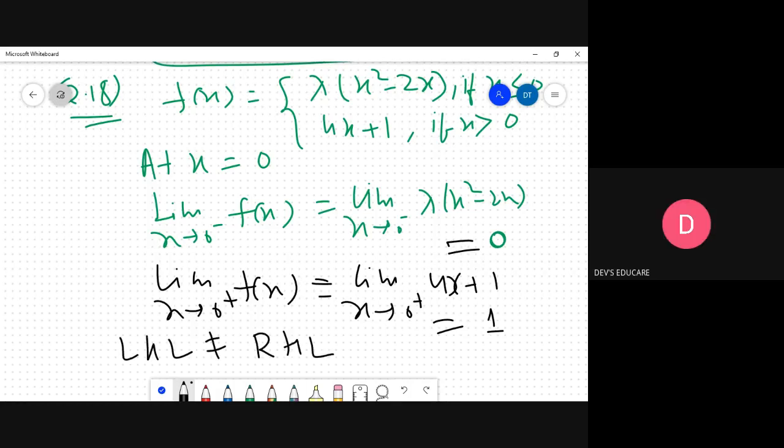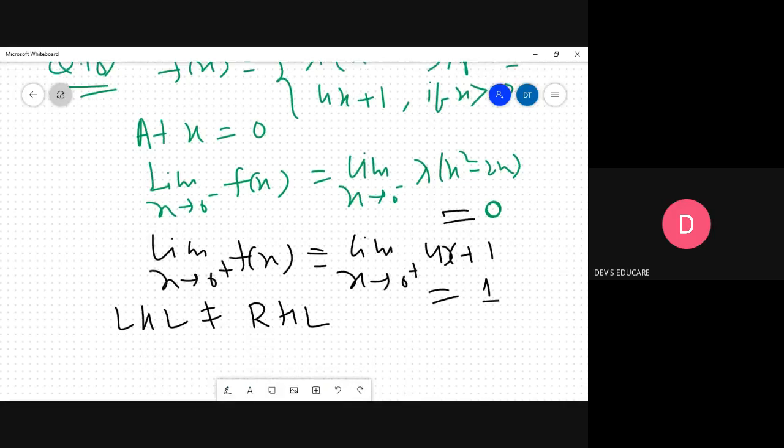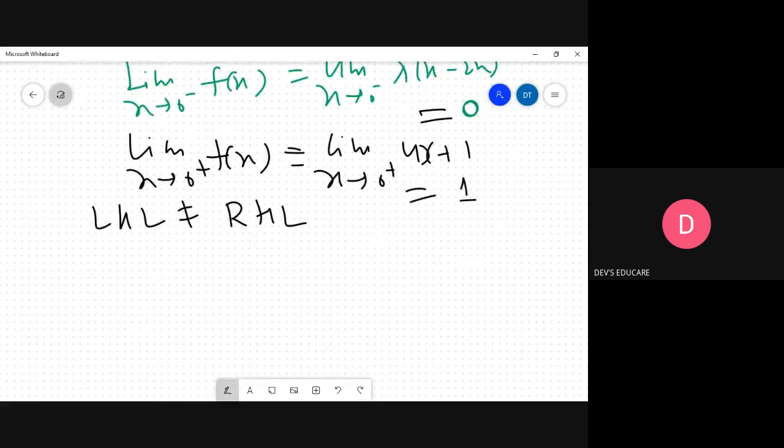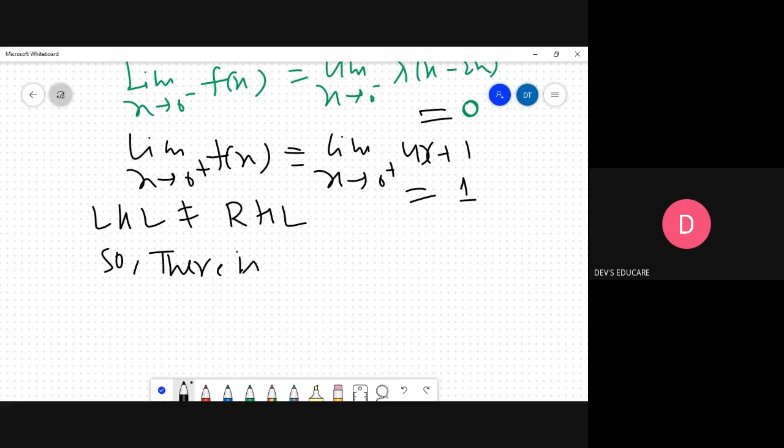What was the question? The question was, for what value of lambda is the function continuous? However, we see that the function is discontinuous. So there is no value of lambda for which the given function is continuous.